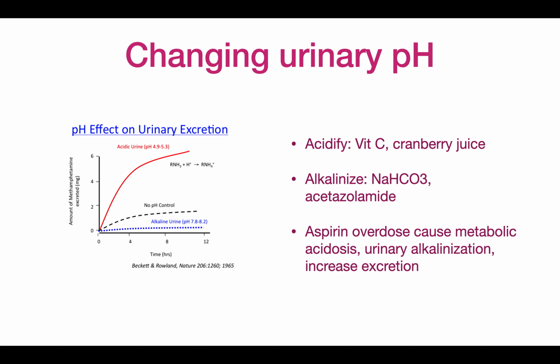And how do we increase the excretion? We acidify the urine, or we alkalinize the urine. The notable exception is aspirin. In aspirin overdose, it causes metabolic acidosis and a urinary alkalinization. So it's going to increase excretion.